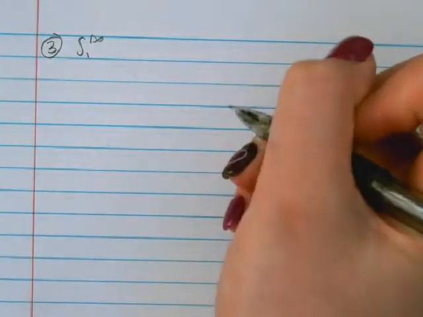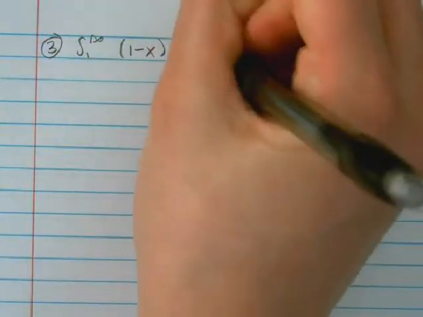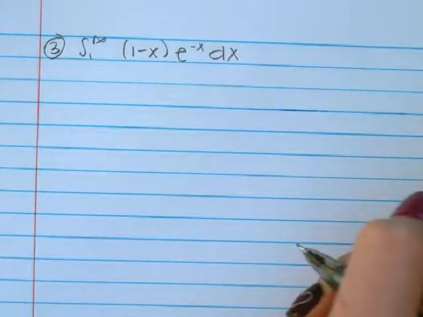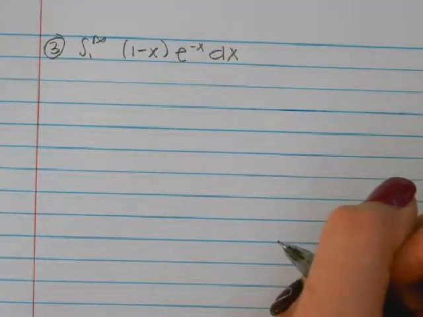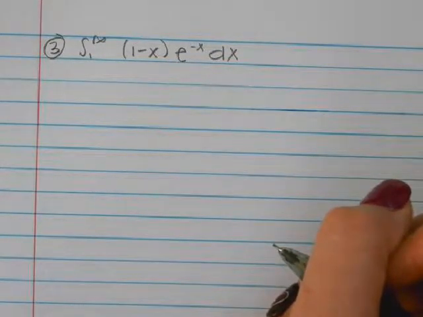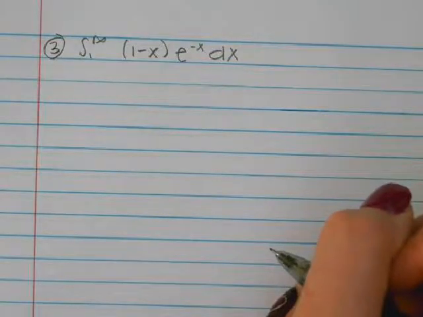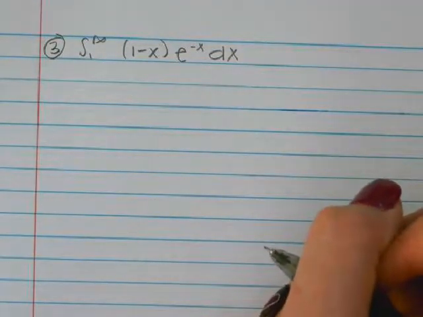So for continuing the improper integral notes, we're doing example 3. 1 and 2 were on the other video. So example 3 says that we're evaluating the integral from 1 to infinity of 1 minus x times e to the negative x dx. So why is this improper? It's got an infinity. Marvelous. Yeah, so that upper bound is infinite. That's a problem.